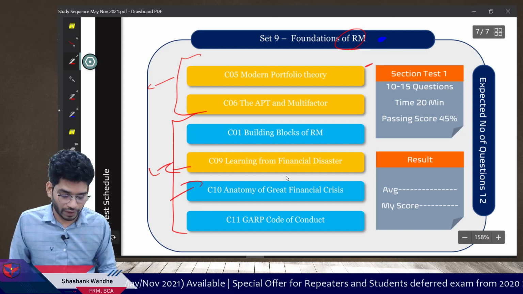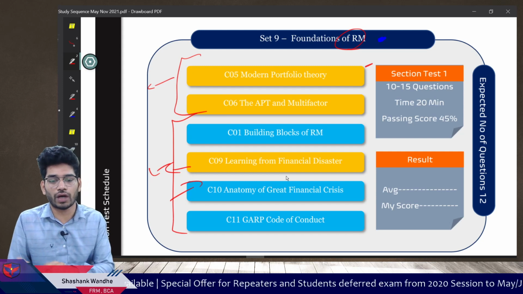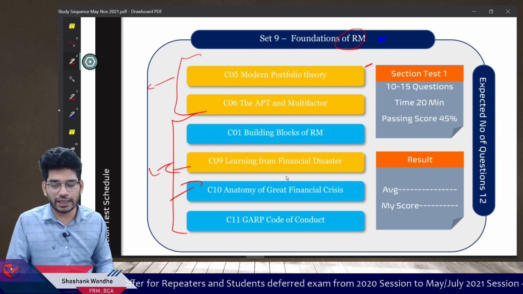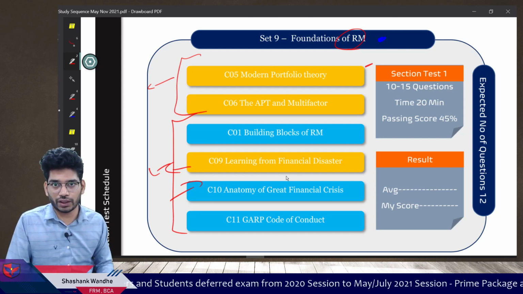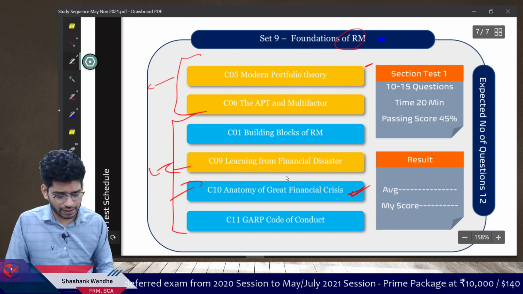Then you have the anatomy of the financial crisis, the great financial crisis. Here you have a topic which talks about how the financial crisis happened. The financial crisis happened because of MBS, the mortgage backed securities. MBS is the last chapter of your book number 3. So that's why you need to finish your remaining syllabus and then come here.